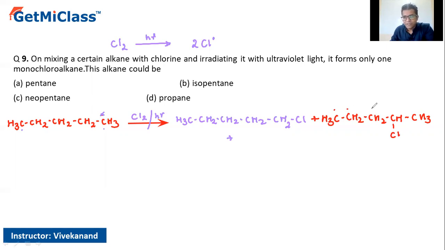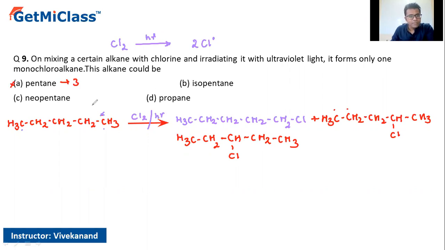In the next scenario, it will attack the center one. So CH3, CH2, CHCl, CH2, CH3, carbons 1, 2, 3, 4, 5. So here this is going to give me 3 types of monochloroalkane. So therefore, this is not an answer.